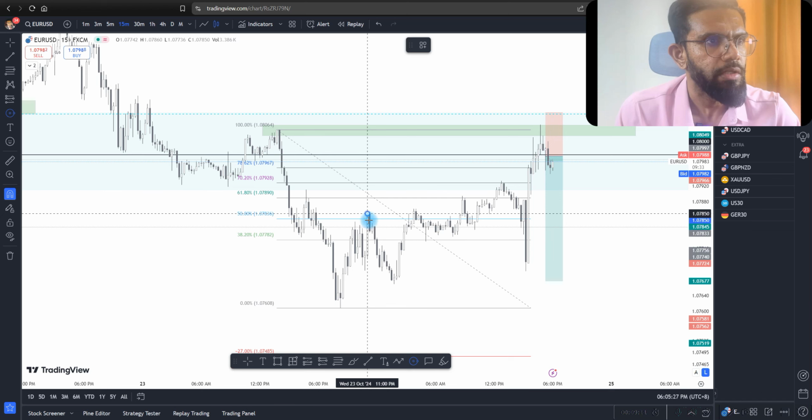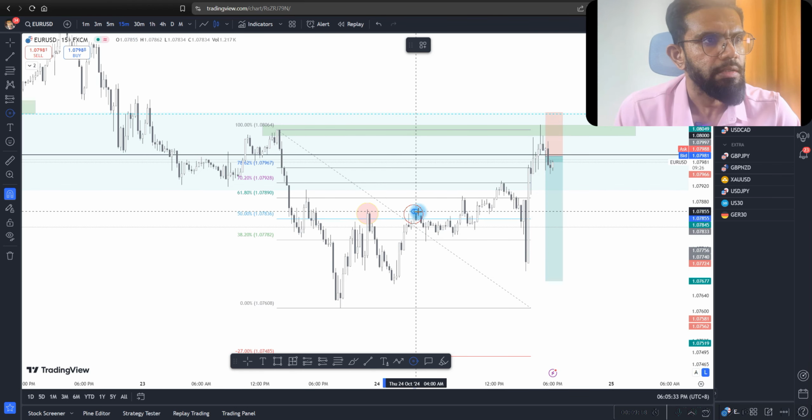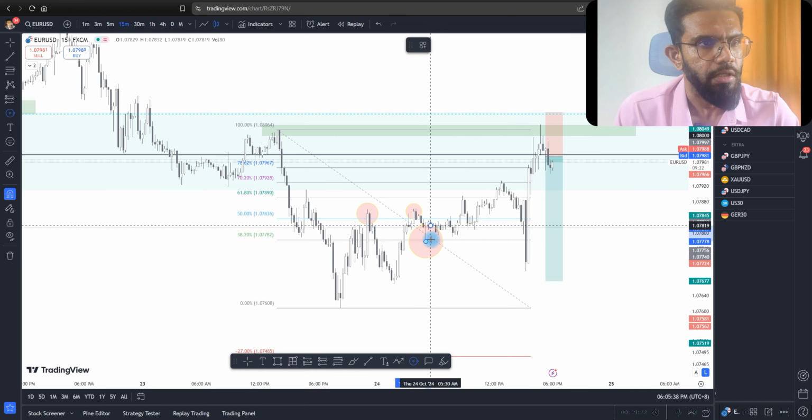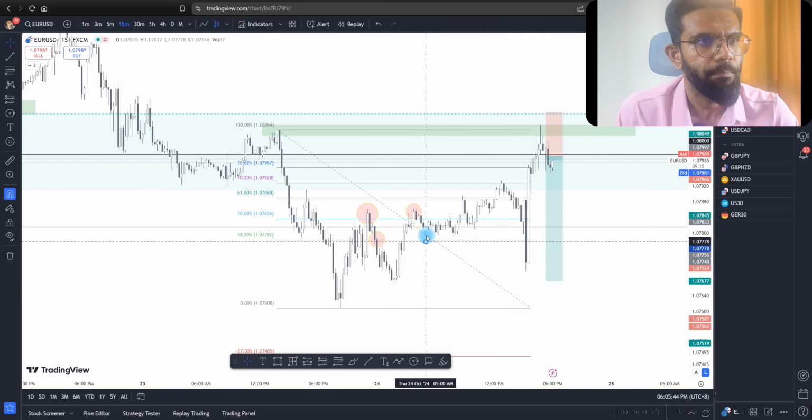First touch to 50. I'm just choosing a random chart and then showing you. Then second touch to 50. Then it always touches 38. So that's like scalping. You can point out when it touches your 38%.